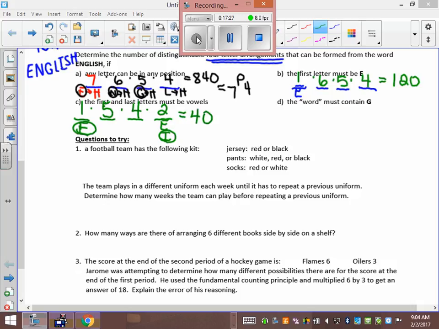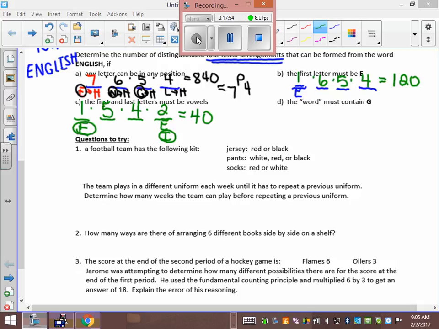Now the word must contain a G. You're going to get cases. People don't spot it right away. And once I show it to you, you're like, oh, that's obvious. But at first you're like, I have no idea what to do. So the word must contain a G. So that means the first blank could be the G, or the second blank could be the G, or the third blank could be the G, or the fourth blank could be the G. That means I have cases, which means I have ors. And the moment I have ors, I have to add.